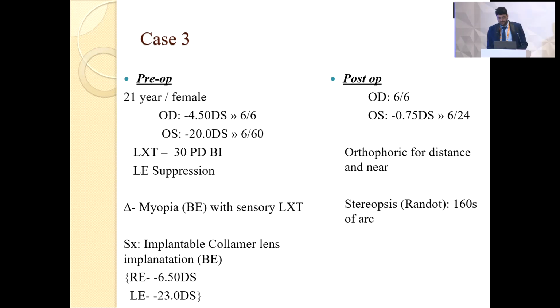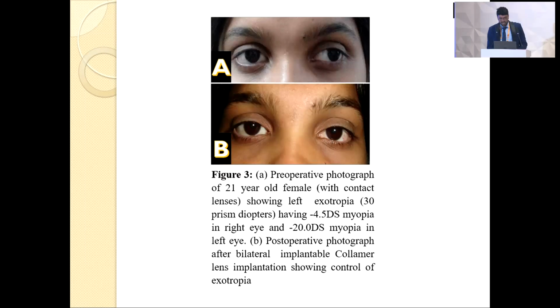In post-operative, the vision in right eye improved to 6/6 and in left eye improved to 6/24 with -0.75 diopter sphere. The patient was orthophoric for both near and distance and stereopsis on Randot improved to 160 seconds of arc. This is the pre-operative and post-operative photograph of the patient showing control of exotropia.